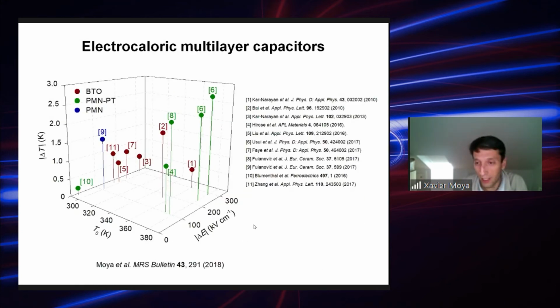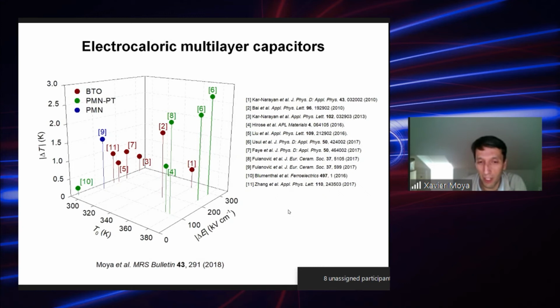Other works that were published over the years were based on barium titanate, BTO, or lead magnesium niobate doped with lead titanate, so this is PMN-PT, or lead magnesium niobate. And you can see that basically all of them, the performance at most was around 2.5 degrees, right?